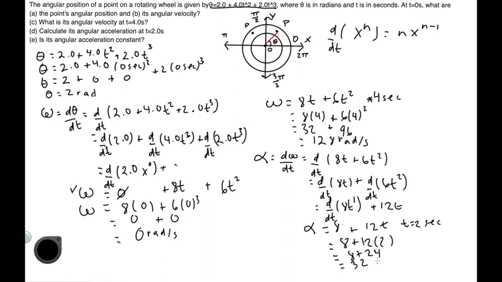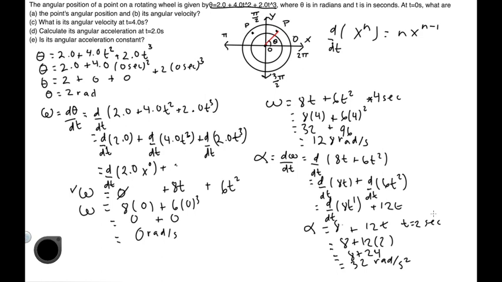And the units for angular acceleration is radians per second squared. So just like the units for linear acceleration, except in this case we're using radians instead of meters.